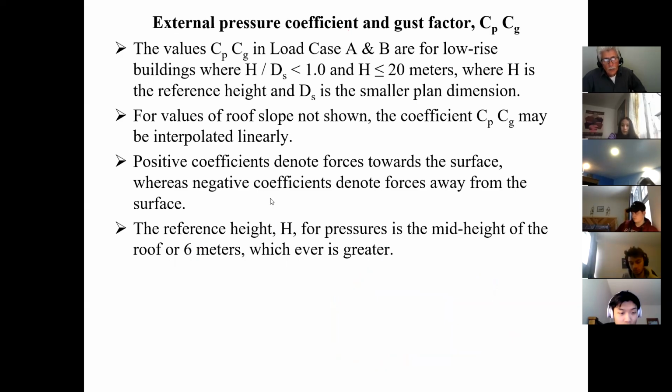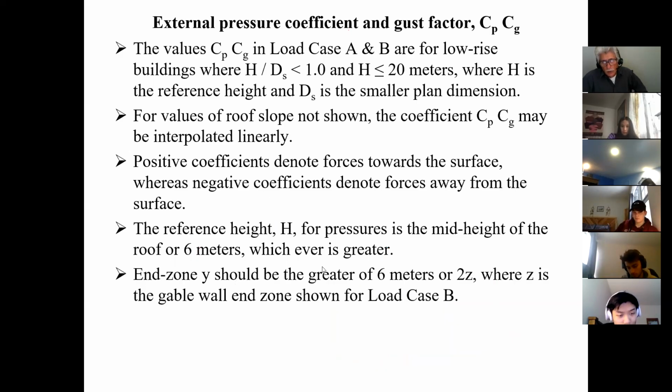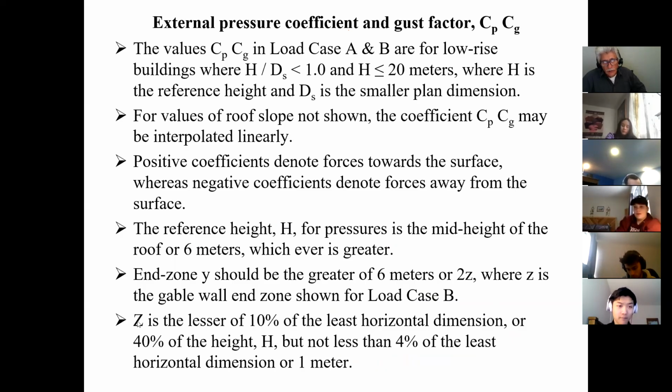And the end zone Y should be the greater of 6 meters. So in other words, minimum 6 meters to Z, where Z is the gable wall. Okay, Z is the gable wall, shown for load case number B. And then Z is the lesser of: 10% of the least horizontal dimension, or 40% of the height, or 4% of the least horizontal dimension, or 1 meter.